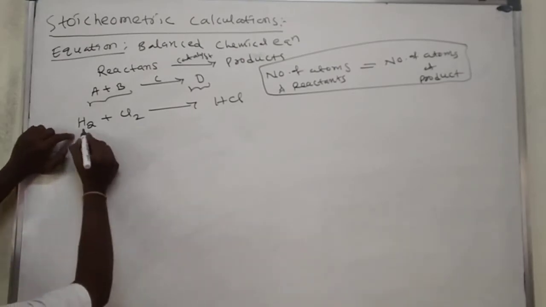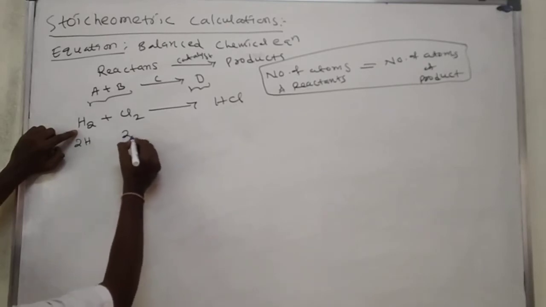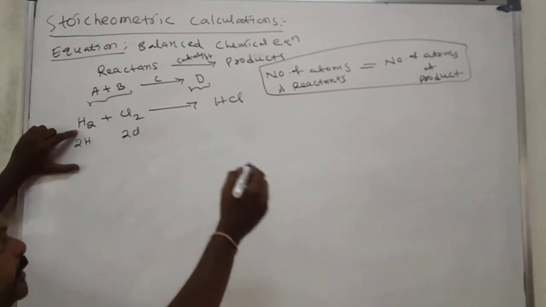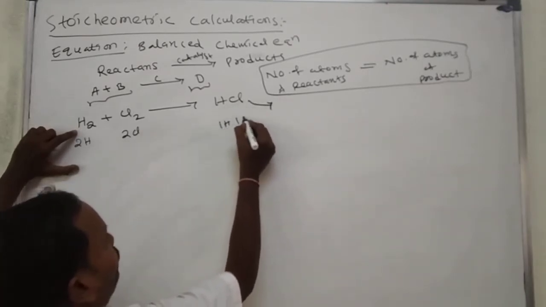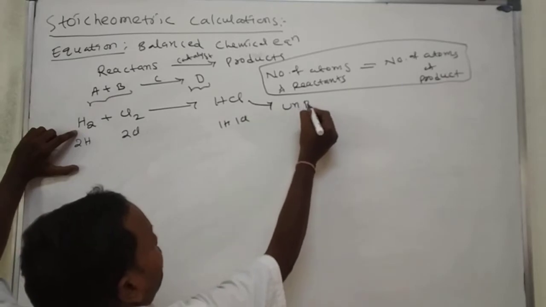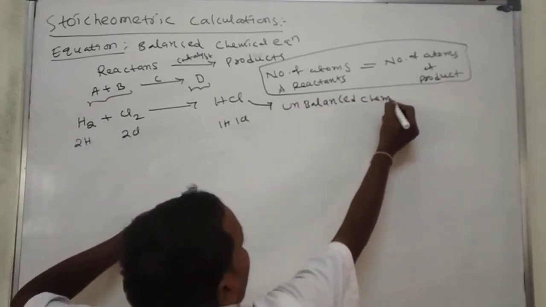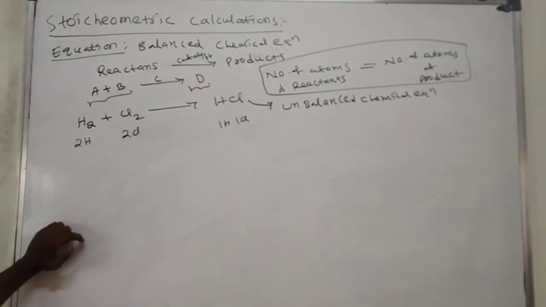Here two hydrogens are there, here two chlorines are there. Here one hydrogen and one chlorine. This is an unbalanced chemical equation.